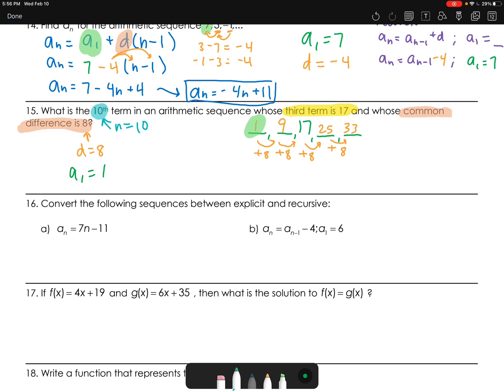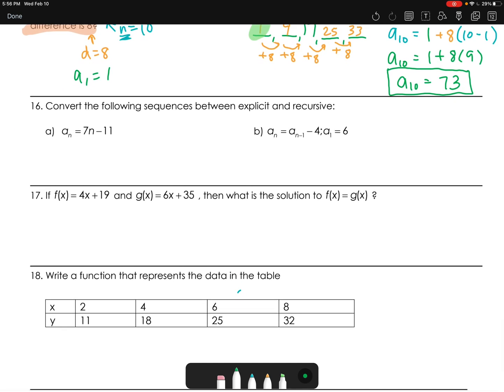A sub 1 is 1. If I'm trying to find a sub 10, it equals 1 plus 8 times 10 minus 1, because 10 is n. Everywhere I see an n in the equation, I am plugging in 10. So when I solve this, I get a sub 10 equals 1 plus 8 times 9. A sub 10 equals 73. Okay?